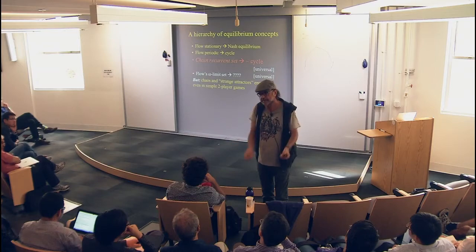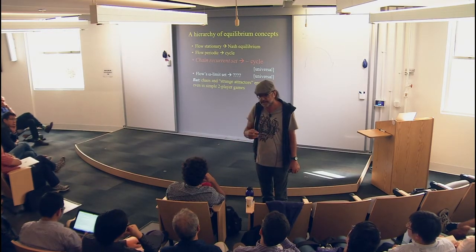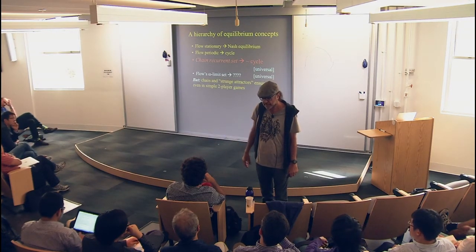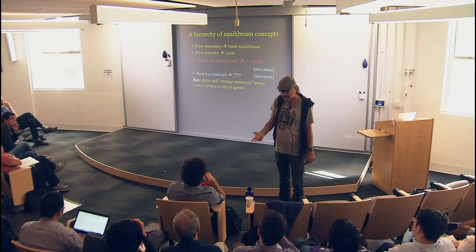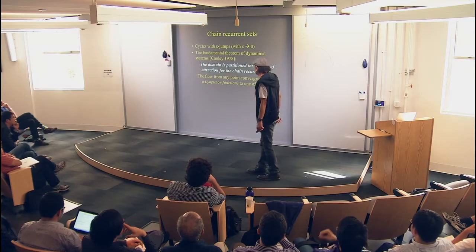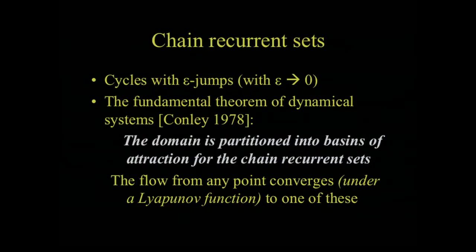These cycles disentangle chaos, okay? Basically, these things are a principled way, a simple way of understanding what happens, without saying, forget it, it's chaos, don't look at it. But you'll see, so the theorem says that eventually, so, you know, what is usually called the fundamental theorem of dynamical systems says the following, that in any dynamical system in a compact domain, the domain is partitioned. Incidentally, the reason why the trajectories I showed you were so nice is because that's two dimensions, and in two dimensions you have the Poincaré-Bendixson theorem that says there is no chaos. But in more dimensions, it will have to be. So the domain is partitioned into basins of attraction for the chain recurrent sets, and the flow from any point converges under the Lyapunov functions to one of these.